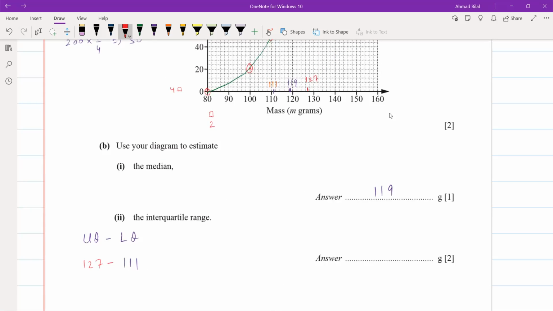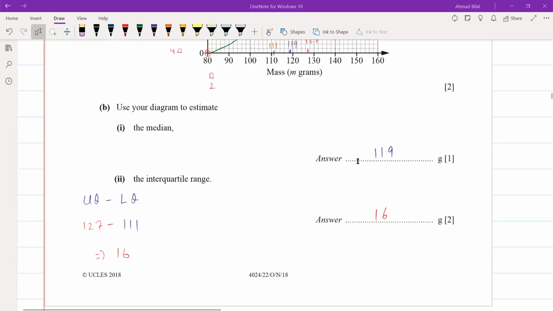Upper quartile में से lower quartile subtract कर दिया, 127 minus 111, and that will give you the result. That's 16. Our interquartile range here is 16. ठीक है, clear है? Is this clear to everyone? Okay, good. Let's look at the next part.